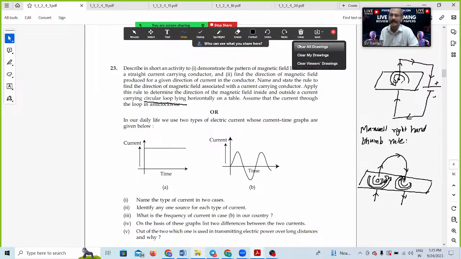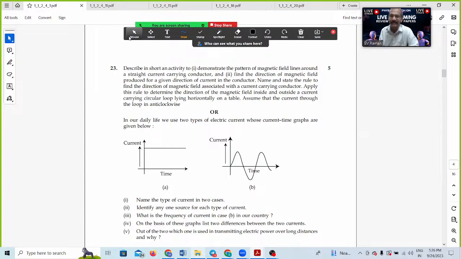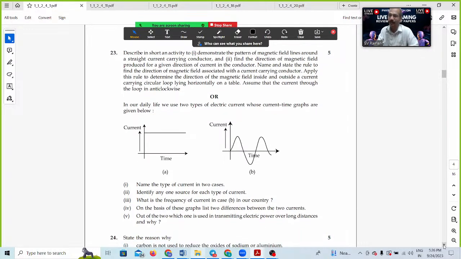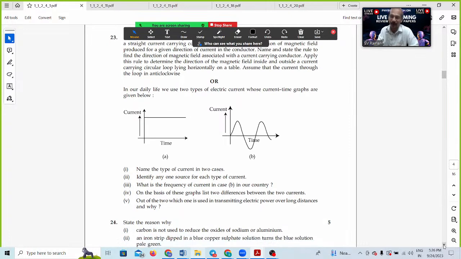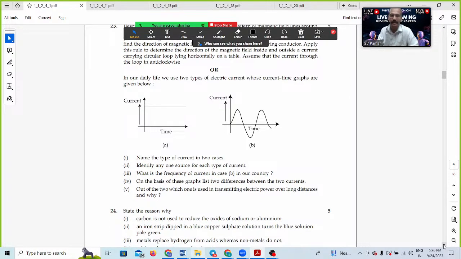Or the next question you can see. If you feel that the 5 marks question is very lengthy and will take a long time, the second question hardly takes 3 minutes, so we can save time to attempt our question. In our question what they have given is current versus time direction. There is a straight line over here and here there is like a wave. In the first question, name the type of current in the two cases.